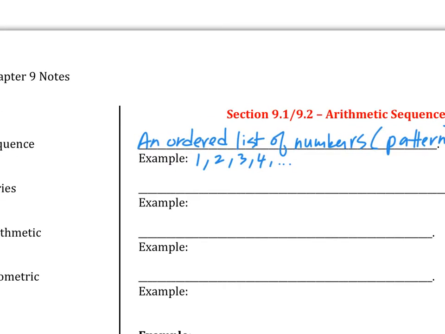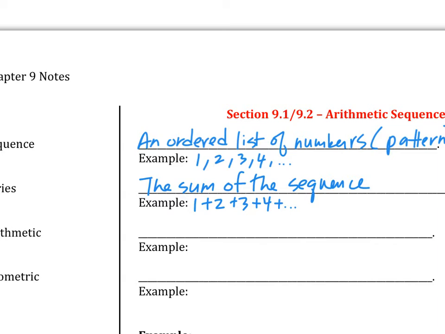Series, on the other hand, means the sum of the sequence. So basically, we take that list of numbers and we are going to add them together. So for example, the previous example of 1, 2, 3, 4, we're just going to go 1 plus 2 plus 3 plus 4 and so on. The difference between sequence and series is a little hard because they both start with S. Sequence is a list. Series, you add them up.